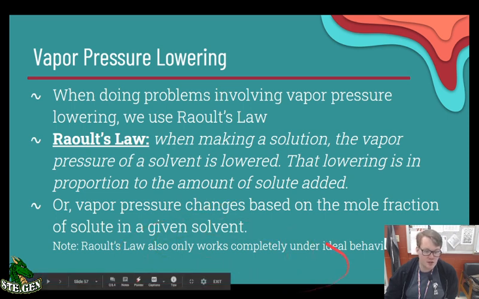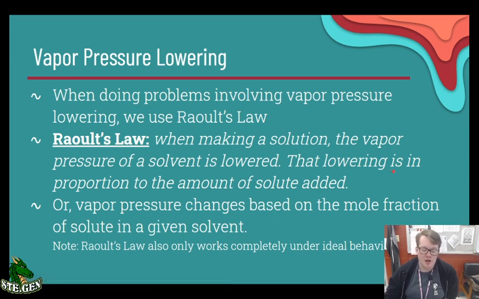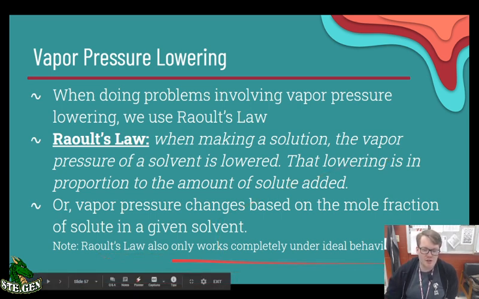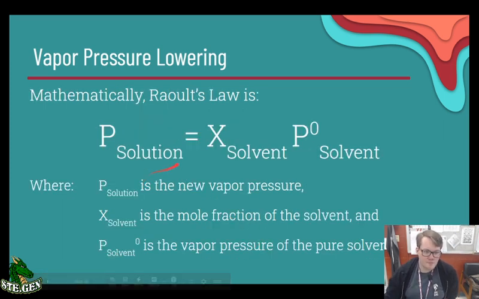Or, vapor pressure changes based on the mole fraction of solute in a given solvent. Notice this one uses mole fraction instead of the molality that we used last time. Notice that it also only works under completely ideal behavior, which we're going to assume for every one of our problems. Mathematically, Raoult's law looks like this: the pressure of the solution, or the new vapor pressure of the solution, is equal to the mole fraction of the solvent times the vapor pressure that the solvent would have had by itself.